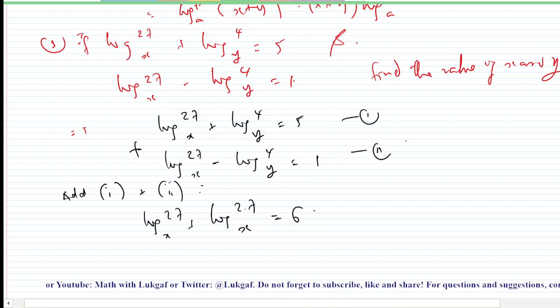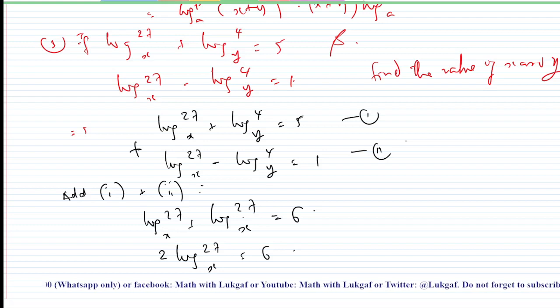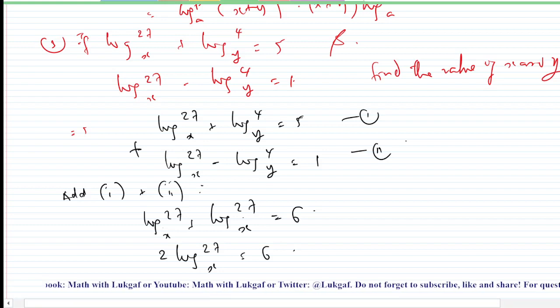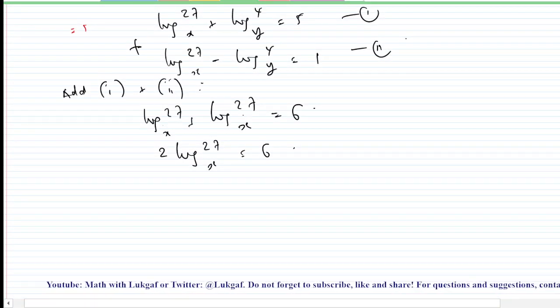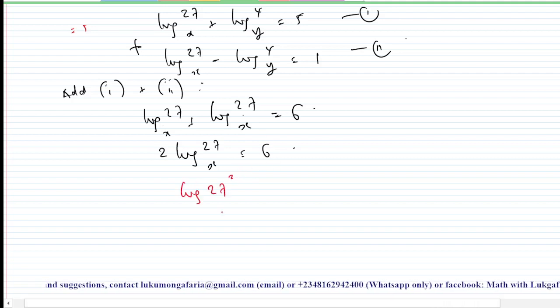If that is clear, it's just like when you have 1 biscuit plus 1 biscuit. You are going to have how many biscuits? 2 biscuits. So the same thing as 2 log 27 base x is equal to 6. If you understand that, then you can apply your power law here. Before I can put this guy here, it means it is on the power. Then I'm going to have log 27 raised to power 2 base x is equal to 6.